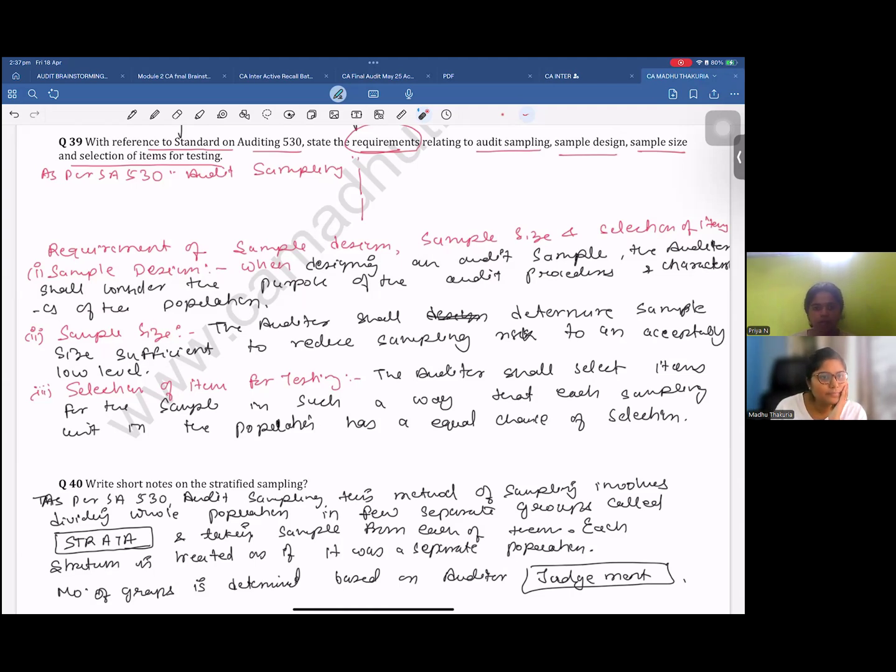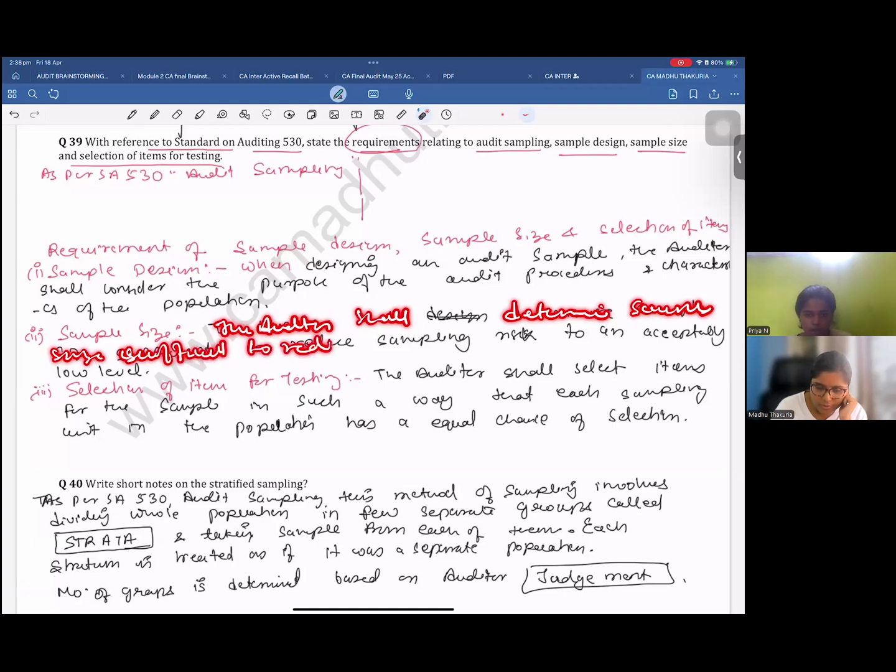Done, Priya? Now comes the sample size. I told you, right, out of that 10,000 transactions, I wanted to check only 500 transactions. So 500 was my sample size. So the auditor shall determine a sample size which is sufficient to reduce the sampling risk to an acceptably low level.